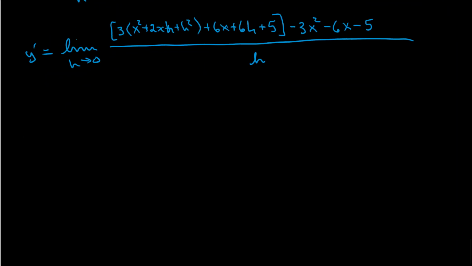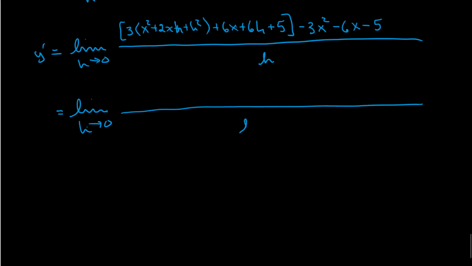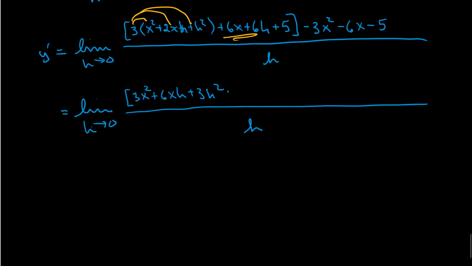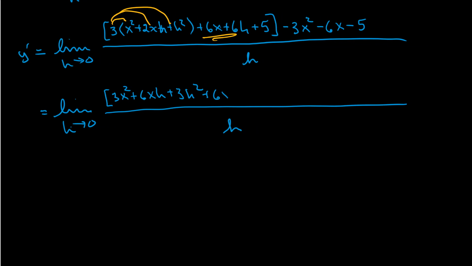Next step, equals the limit as h goes to 0. It's still all going to be over h. In the first term, I need to distribute the 3, which is going to give us 3x squared plus 6xh plus 3h squared. I took the 3 and multiplied it times each of those terms. Then, next to that, I still have my 6x plus 6h to add in. So I have plus 6x plus 6h plus 5.